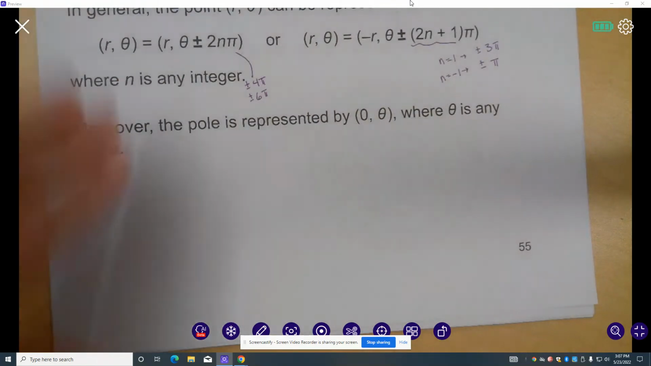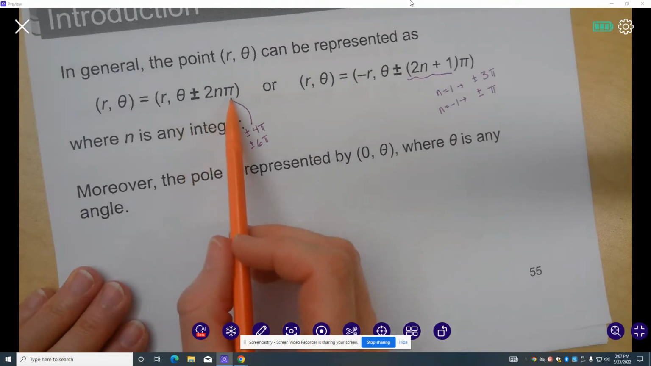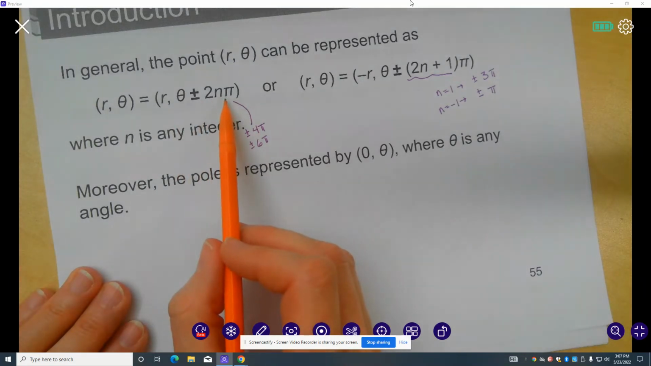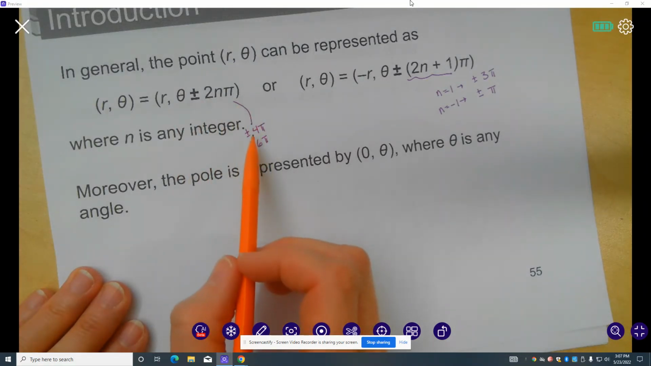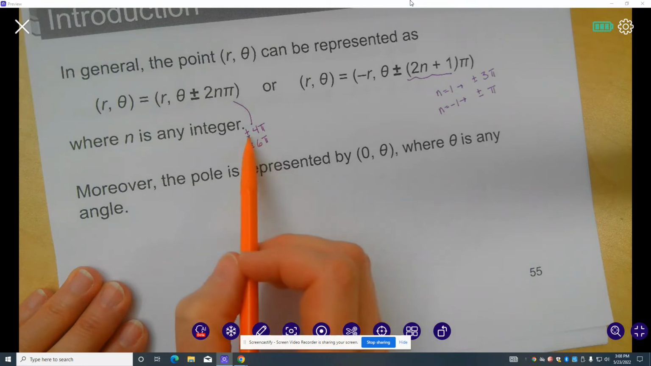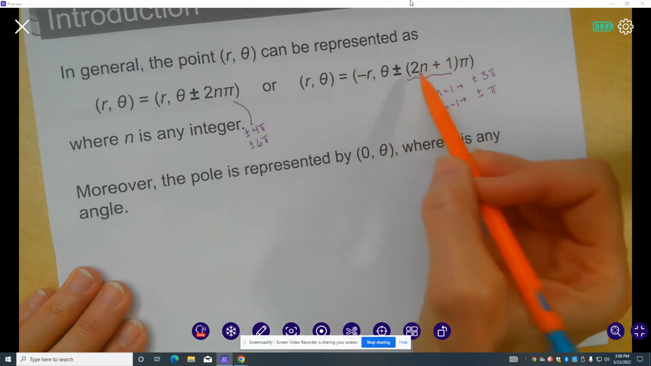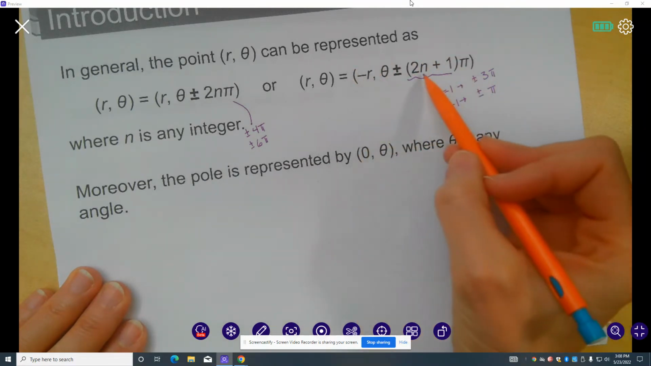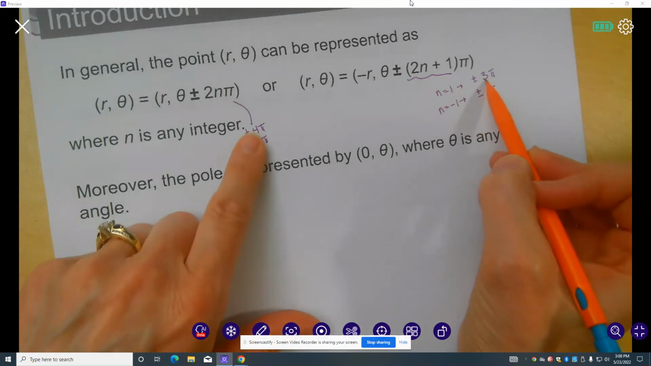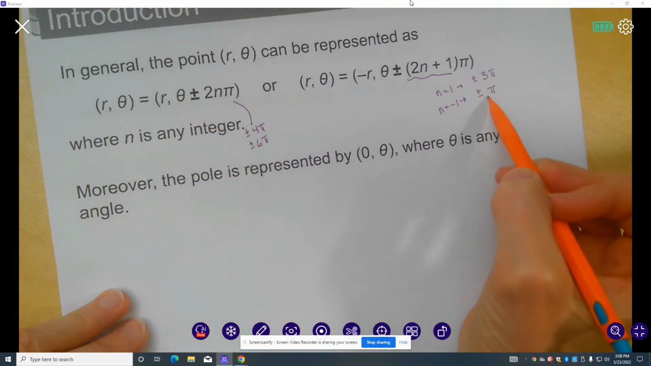All right, so let's try some. This is kind of saying more of the same thing. It's saying you can add 2 pi, or 2 pi times any number, to an angle to get the same polar coordinate point. So you could add 2 pi, you could add 4 pi, you could add 6 pi, or you could subtract 2 pi, subtract 4 pi, subtract 6 pi. This looks really confusing, and here's your negative r. But if you just look at this with different n values, what it gives you is the odds. This gave you all the evens, 2 pi, 4 pi, 6 pi. This is going to give you the odds, 3 pi, 1 pi, 5 pi.